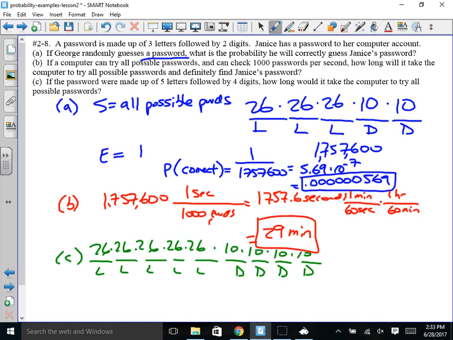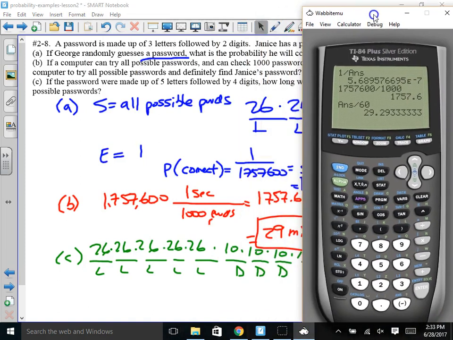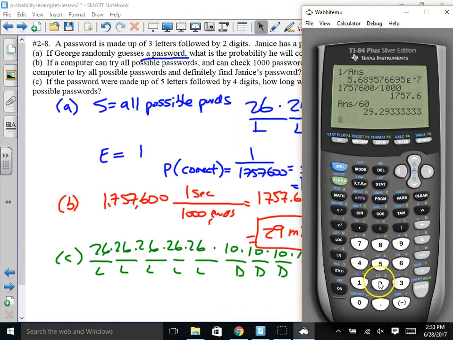And then the probability, well, actually, no, we're not doing probability, sorry. We're trying to figure out the time it will take. So let's do that same calculation that we did up there, but this time with the larger number of passwords. So first of all, how many passwords are there? Now there's 26 multiplied by itself 5 times.